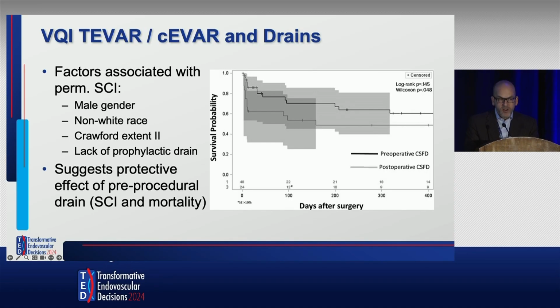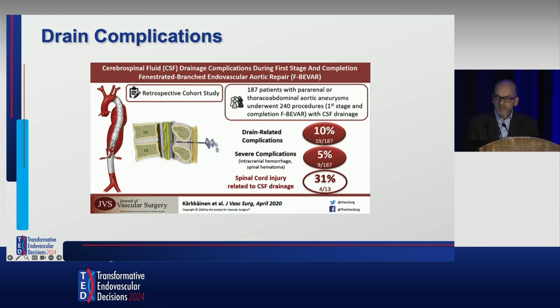So these data are hard because it's just what's happening in the real world. But if you look at factors associated with spinal cord ischemia, it's male gender, non-white race, Crawford extent 2, so extent of disease, and then the lack of a prophylactic drain. Now, of course, that means those are the patients who got paralyzed who are getting a drain, so the data are hard to be causal in nature, but it does suggest a protective nature of a pre-procedural drain in patients of high risk. Now, drains aren't without complications, and I heard some people on the panel mention this earlier.